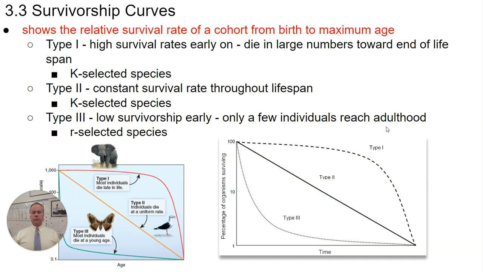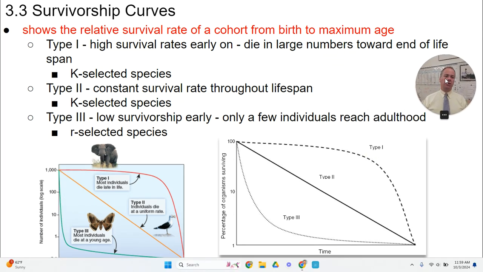When ecologists are looking at different types of organisms, often they'll create something called a survivorship curve. A survivorship curve is a type of graph that shows how a group of individuals, what their survival rates are as they move through time, from birth to the maximum potential age of that organism. And so the graphs look something like this.